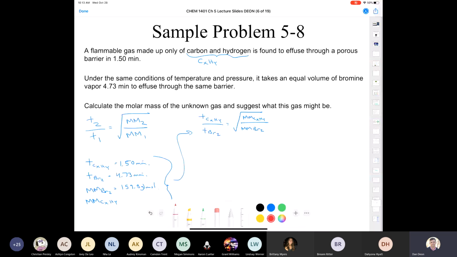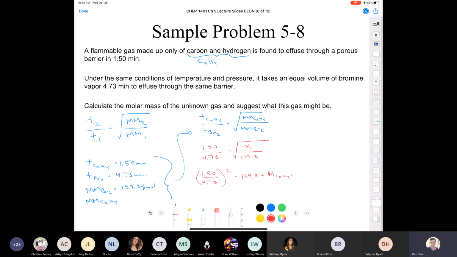All right, now let's start plugging in some numbers. So we have 1.50 divided by 4.73 is equal to the square root of, we'll just call it X, over 159.8. I didn't do this problem yet, so let's see. We have 1.50 over 4.73. We'll square all that, and then we'll multiply by 159.8, and that should be equal to our X. Let me just call it what it is, the molar mass of CxHy.